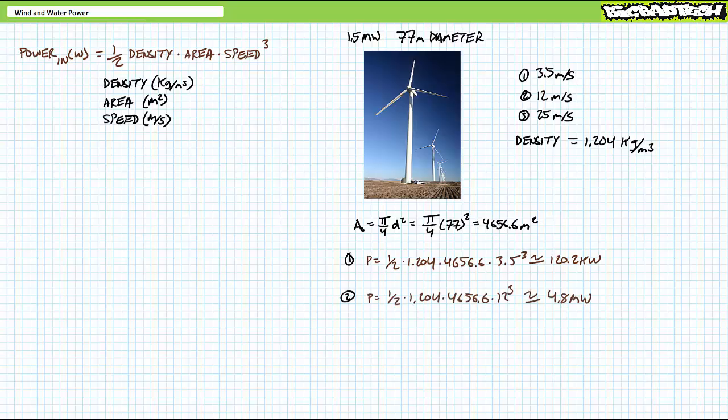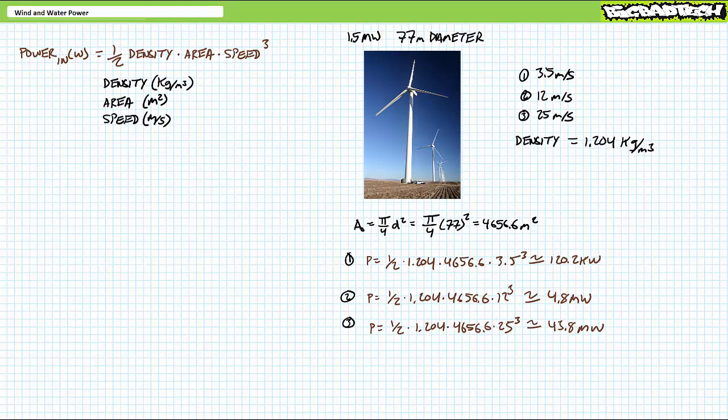At an increased speed of 12 meters per second, the power formula demonstrates the column of wind possesses approximately 4.8 megawatts of power. Finally, in storm conditions at an increased speed of 25 meters per second, the power input formula demonstrates the column of wind possesses approximately 43.8 megawatts of power.